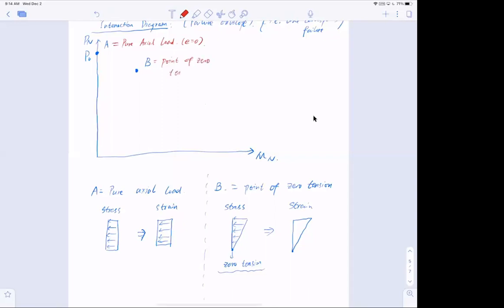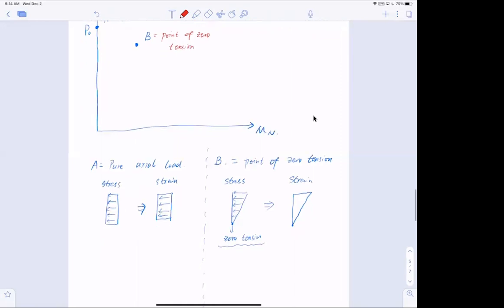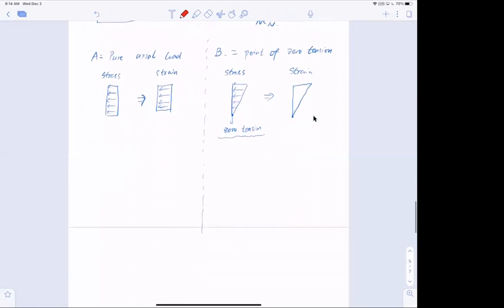Now, some of you may argue, look, it's zero compression. Oh, I say it's the same, but we prefer tension, because at A is pure compression, right? So now I have pure tension, right? Sorry, zero tension. Excuse me. Okay, all right, so that's my next point. So I keep going.